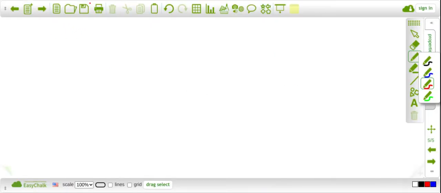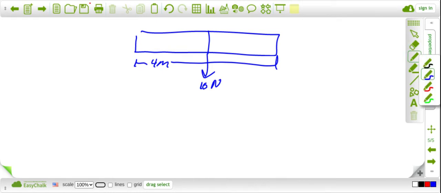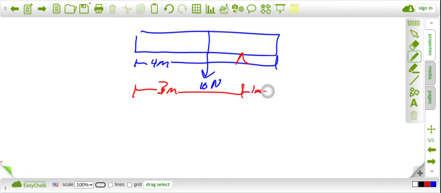So a problem would look something like this. I have a uniform board that is, in this case, 4 meters long. Uniform means that the center of mass is right in the middle, and the board has a weight of 10 newtons. My pivot point is located at the 3-meter mark, which is a distance of 1 meter from the right side. What force do I need to put on this right side to keep this balanced?